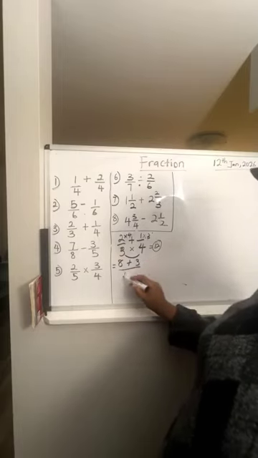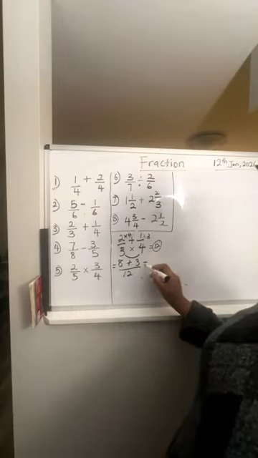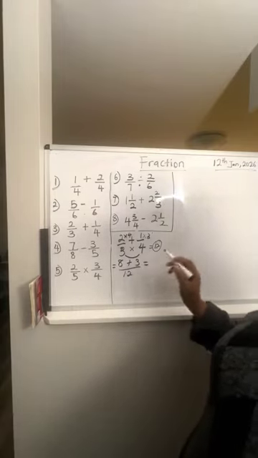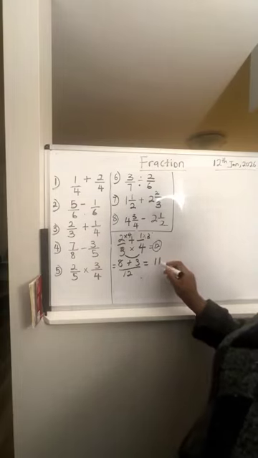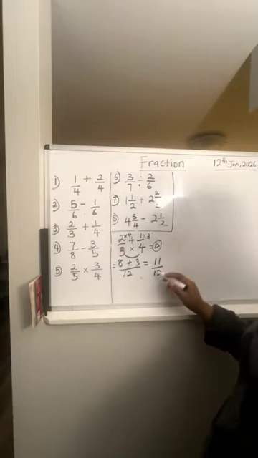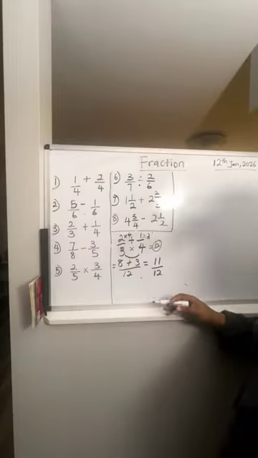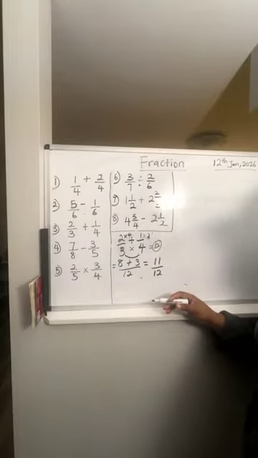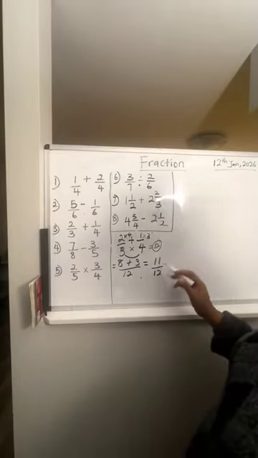So we still have our denominator as 12. So we have 8 plus 3, which will give us what? 11. 11 over 12. Can you see 12 in 11? No, we cannot see 12 in 11, and these numbers cannot be divisible.